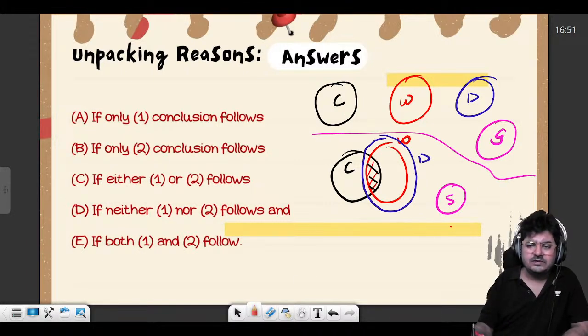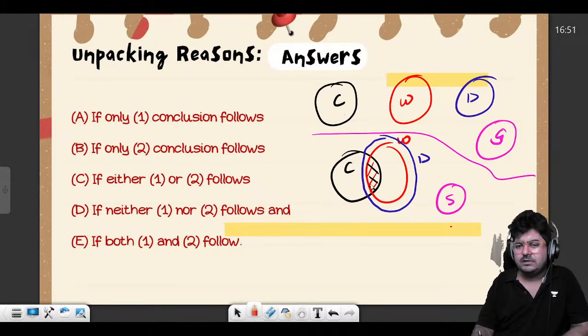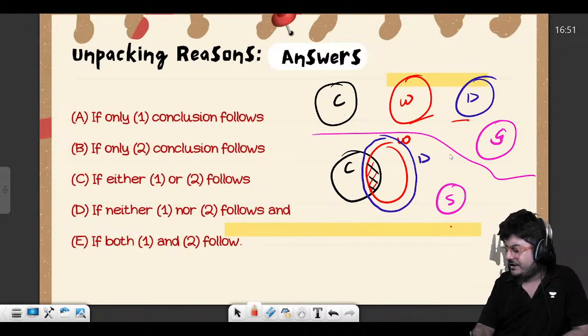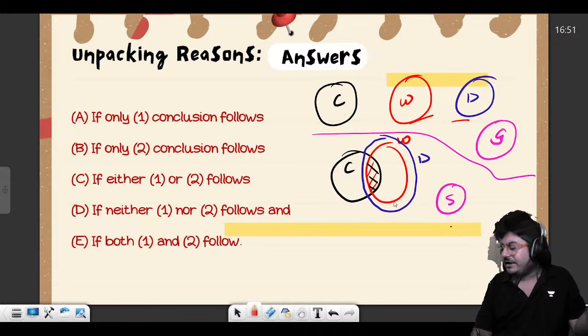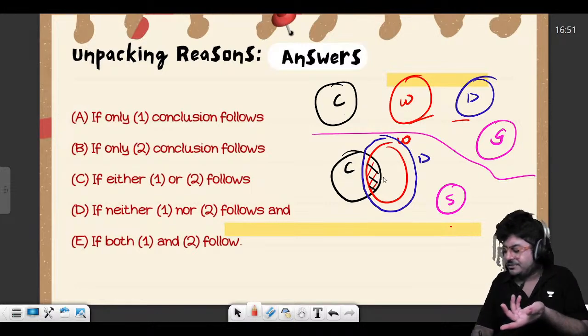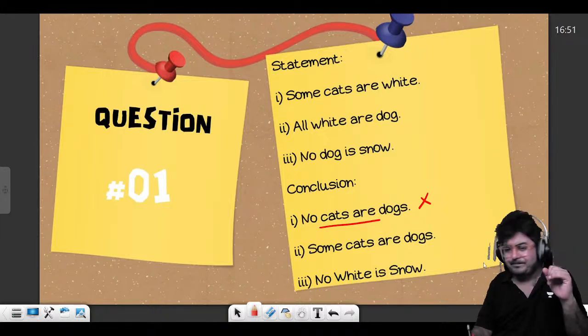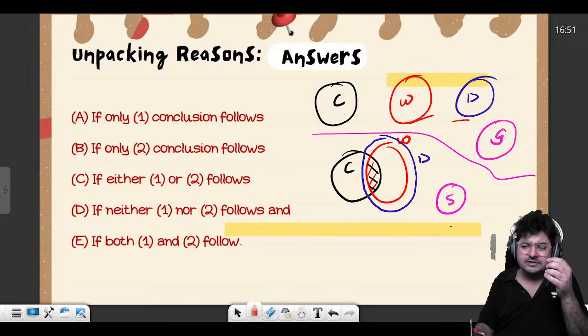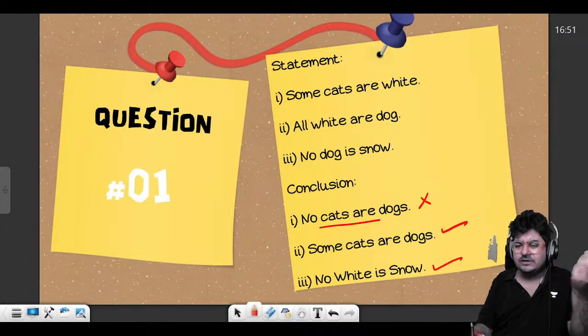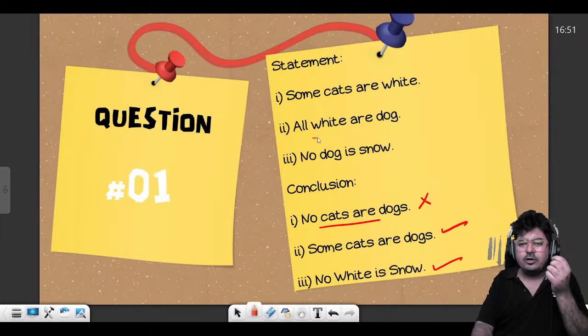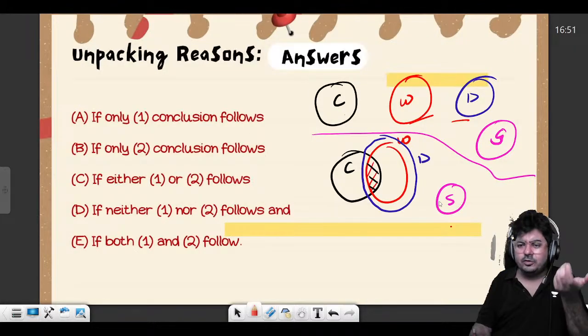So now let's talk about the conclusion. No cats are dogs. No, it is not possible. Even if for white and dogs you make coinciding circles or one inside another, doesn't matter, some cats will be part of the dog circle also. So obviously the first conclusion is false. Clear? Then some cats are dogs. That's true. No white is snow. That is also true, because they said all white are dog, no dog is snow. And if no dog is snow, white will also not be snow.